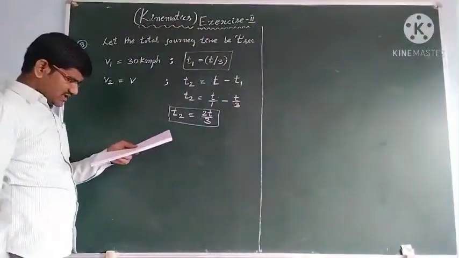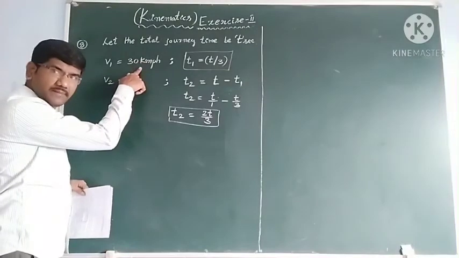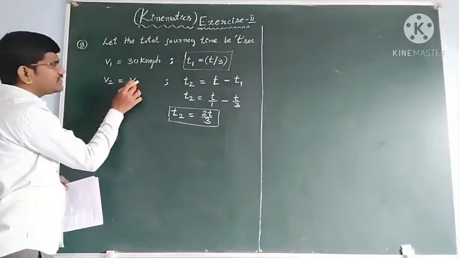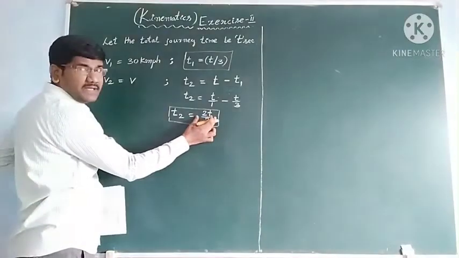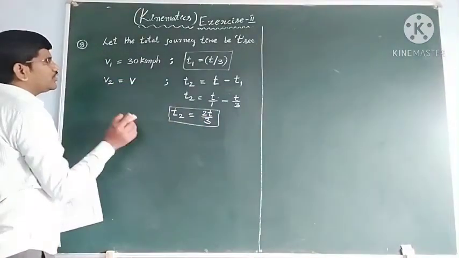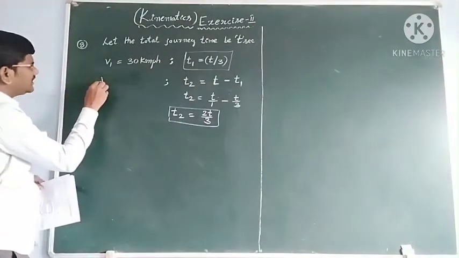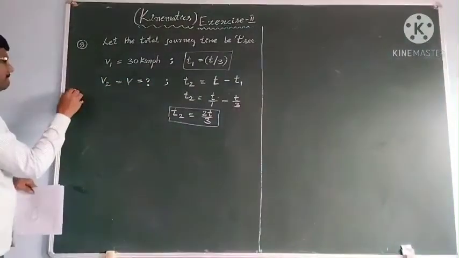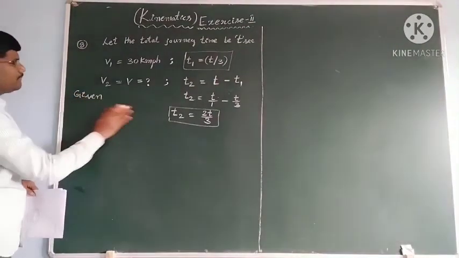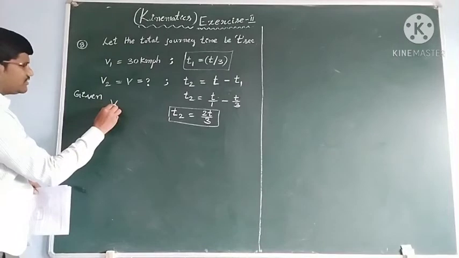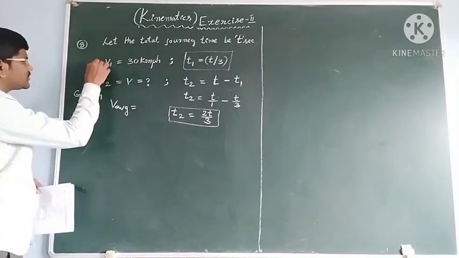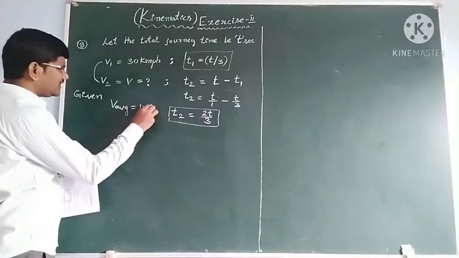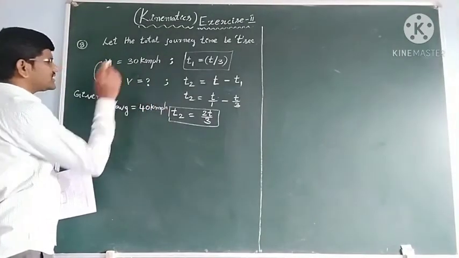So a boy travels with a speed of 30 kmph in the time of T by 3 seconds, and the remaining speed V2 is V. With this speed, the remaining time is 2T by 3, going with some other speed V, we don't know what the speed value is. So V2 is equal to V, that is the question mark, and V average, the average of the two speeds, is given as 40 kmph. Now this is a question mark.